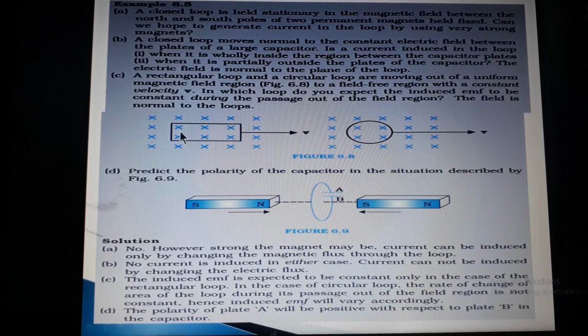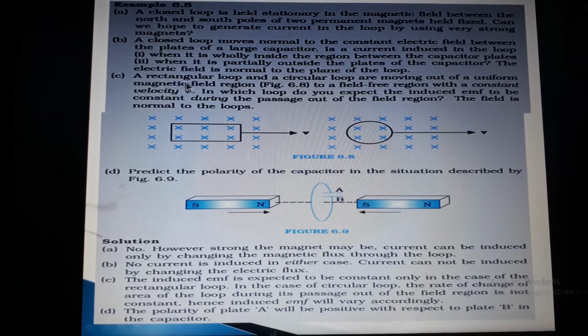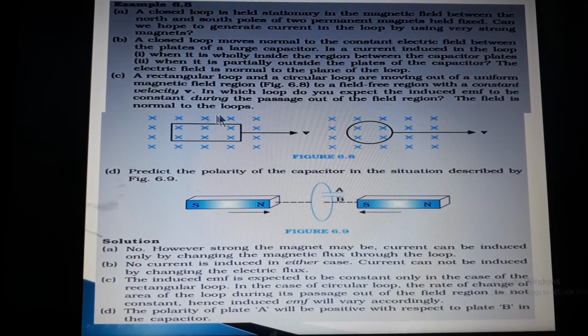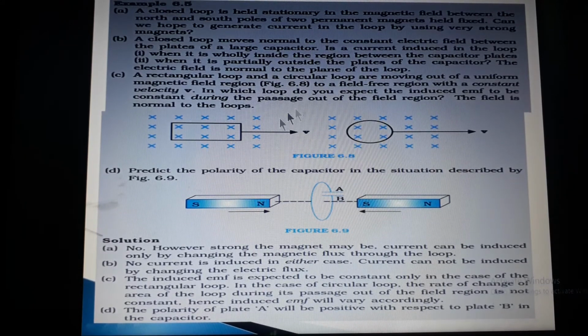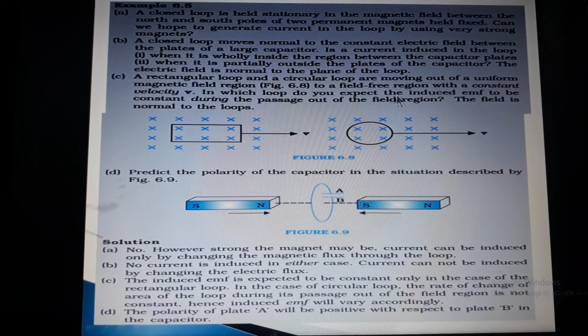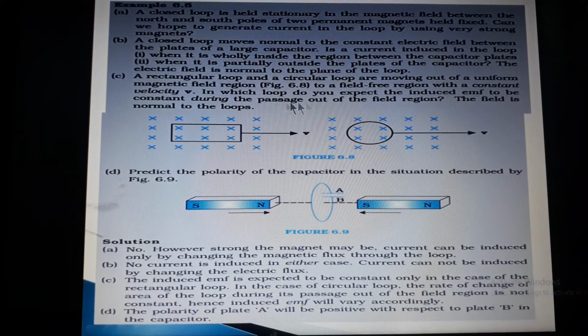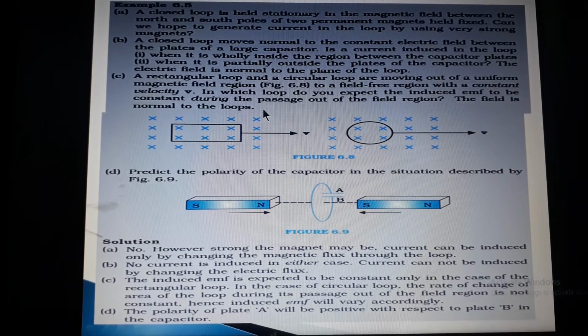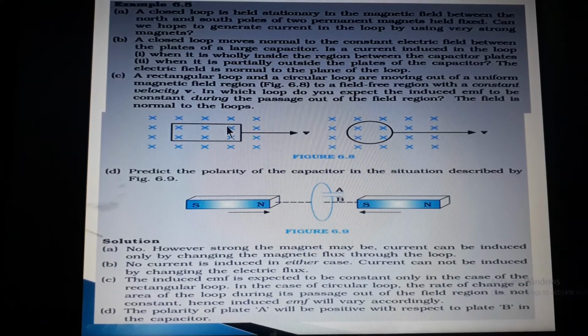Then just see the C part. A rectangular loop and a circular loop are moving out of a uniform magnetic field region to a field free region. In which loop do you expect the induced EMF to be constant during the passage out of the field region? The field is normal to the loop. Now just see this figure.